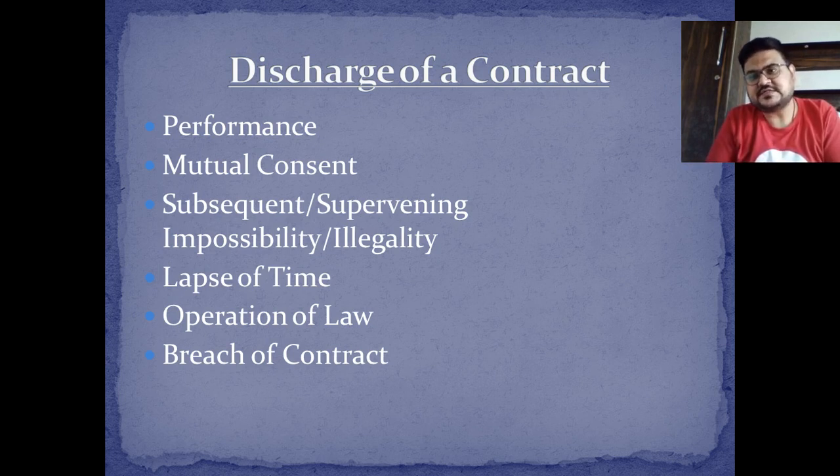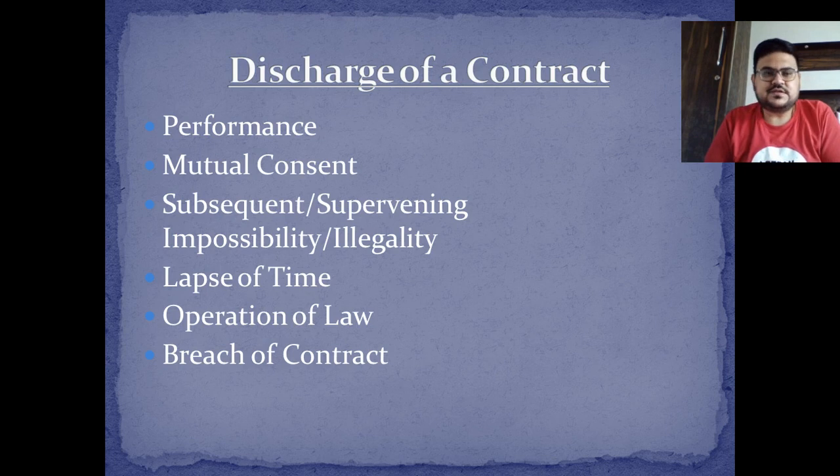Second is mutual consent. Here, I will say I don't want to give my laptop, and you will say, okay, no problems, over. With mutual consent, we agree that we don't want to continue the contract. Next is subsequent or supervening impossibility or illegality.